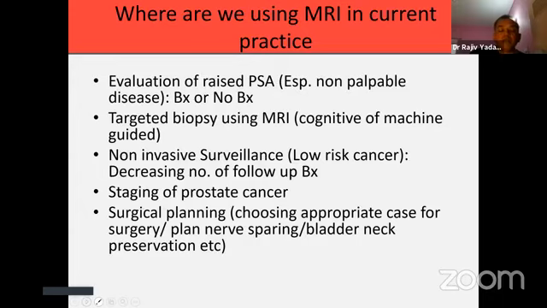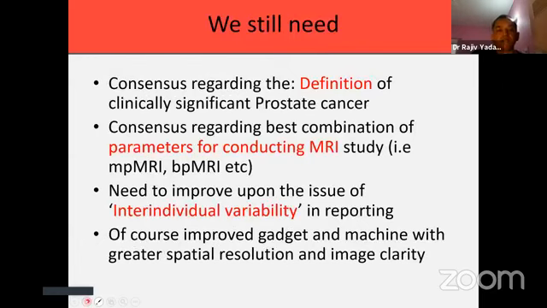Those people who are doing radical prostatectomy on a day-to-day basis know the importance of MRI nowadays in surgical planning: choosing the appropriate case for surgery, planning nerve sparing, whether on one side or both sides, how close they can go to the prostate to do a better nerve sparing, whether to do bladder neck preservation or not. All these things can be decided based upon plain simple MRI, and it helps a lot. Even in the US, where MRI was not being covered by insurance, many surgeons want to do MRI even if the patient has to pay out of pocket, because it makes a big difference in the surgical planning.